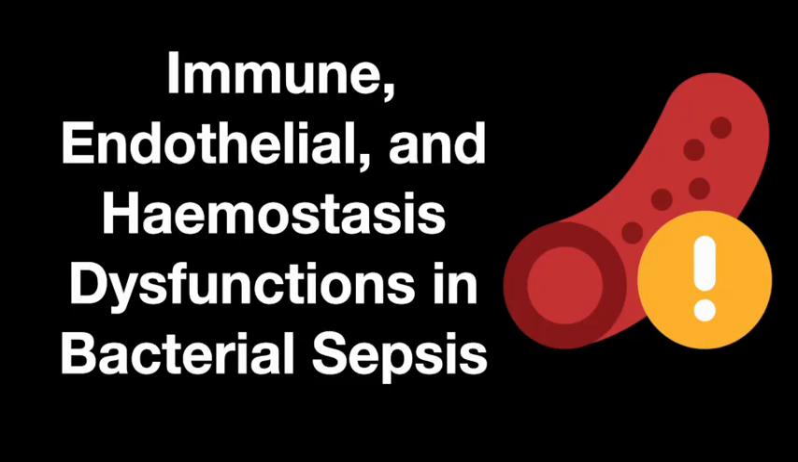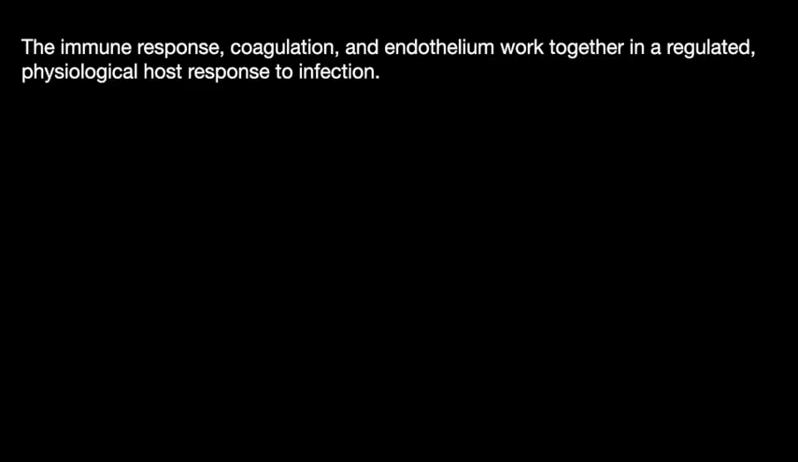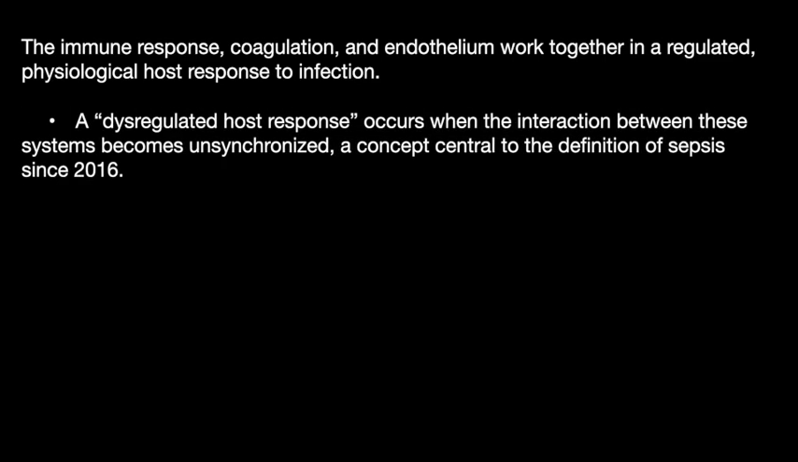Hello and welcome everyone. Today we'll be discussing the interaction of the immune system, the endothelial system, and the hemostasis system in sepsis. The immune response, coagulation, and endothelium work together in a regulated physiological host response to infection. A dysregulated host response occurs when the interaction between these systems becomes unsynchronized.